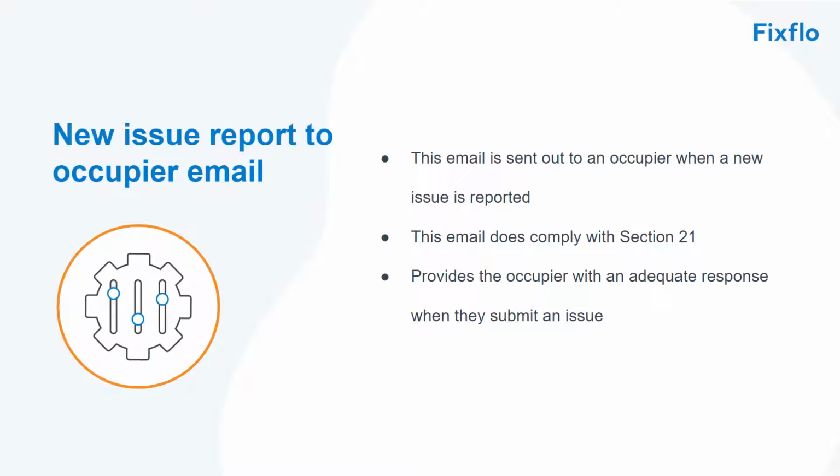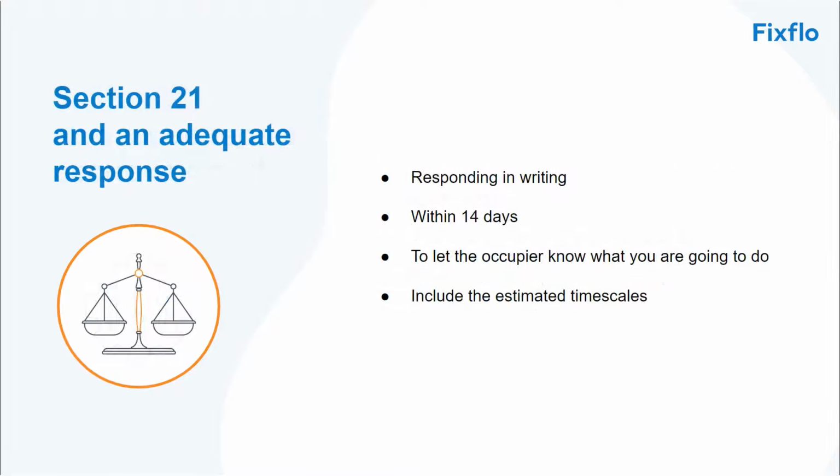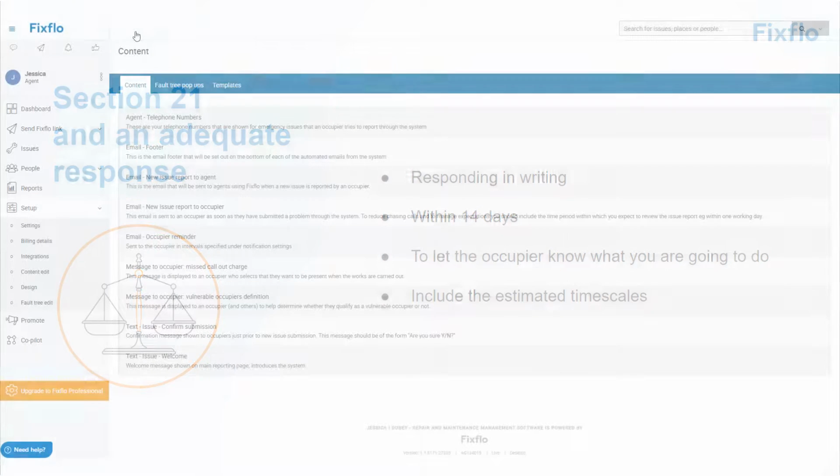Please note that this email does comply with Section 21 as it provides the occupier with an adequate response when they report a maintenance issue. An adequate response is responding in writing, within 14 days, to let the occupier know what you are going to do, along with the estimated timescales. Just something worth noting in case you wanted to make any changes to this email.